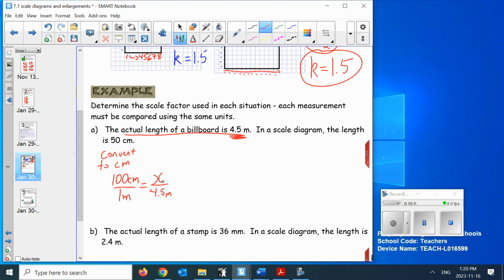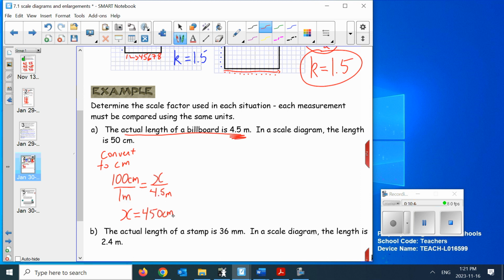See, later on you'll have some that don't have 1s. So 100 times 4.5, which you might be able to do in your head, is 450, then divide by 1. So X equals 450 centimeters.